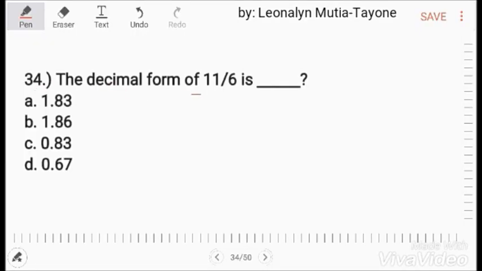34. The decimal form of 11 over 6. Malaki naman ang numerator kaysa denominator, so more than 1 ang sagot dito. Itong C at saka D, eliminate na natin yan.